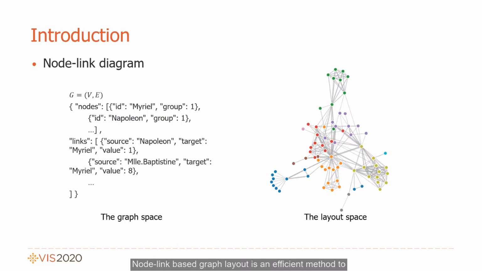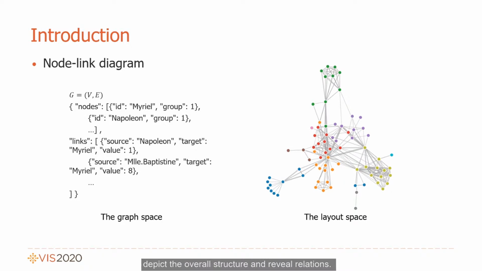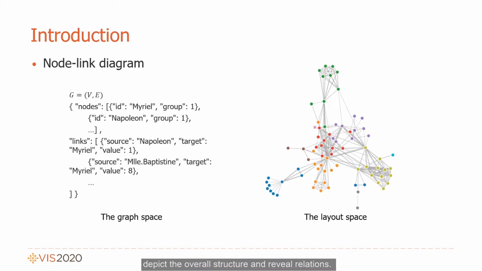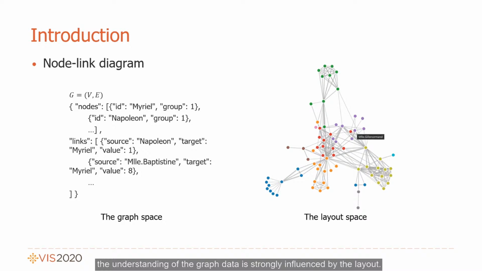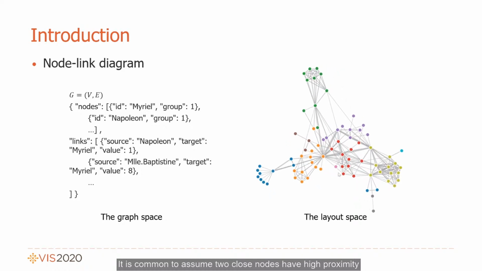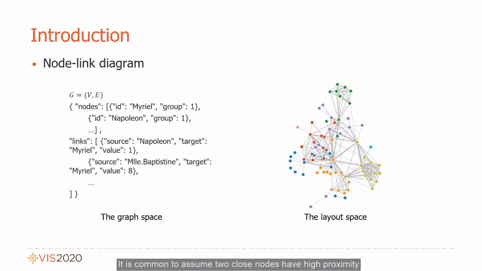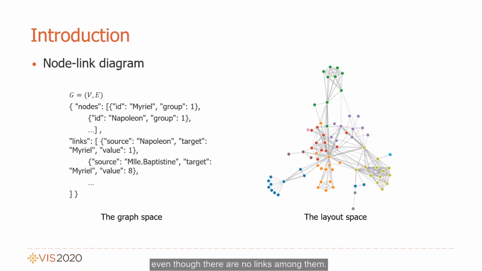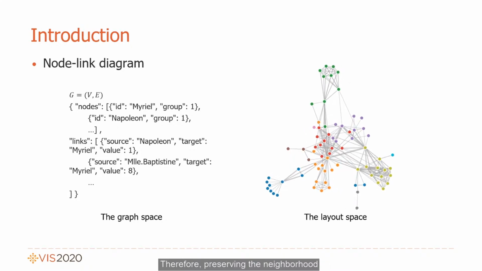Node-link-based graph layout is an efficient method to depict the overall structure and reveal relations. However, the understanding of the graph data is strongly influenced by the layout. It is common to assume two close nodes have high proximity even though there are no links among them. Therefore, preserving the neighborhood is an essential concept of graph layout.